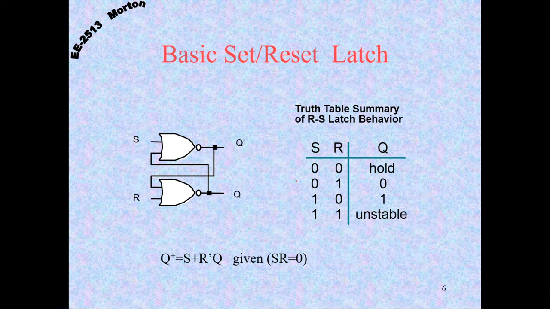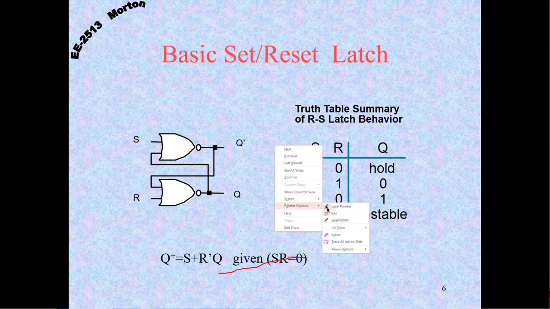All right. So that's the SR latch. So what we say then is we have a rule that S and R should never be one at the same time. In other words, S AND R has to equal zero.